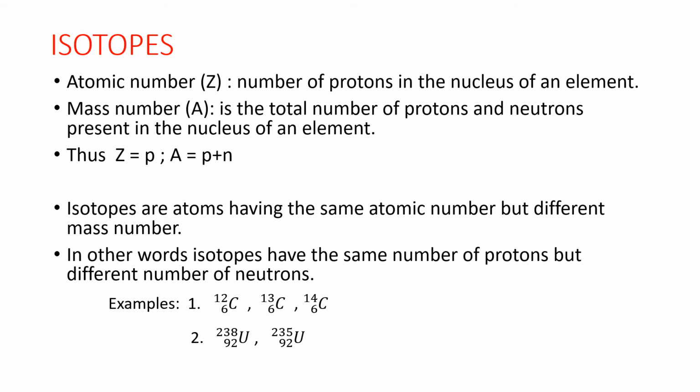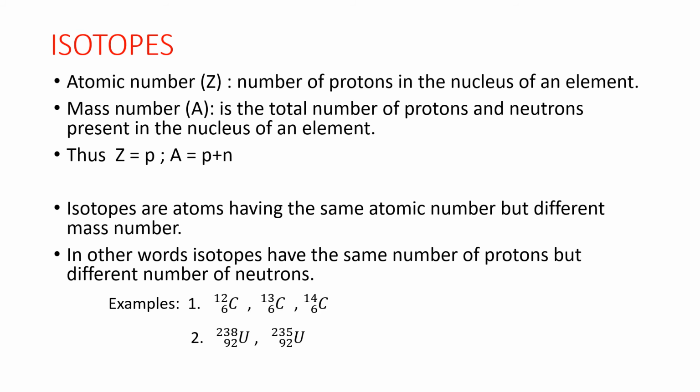Remember, mass number is a number. It is not the mass of the nucleus, but simply refers to the number of protons and the number of neutrons put together present in the nucleus of an element. So therefore Z is equal to P and atomic mass number A is equal to P plus N, which means that the number of neutrons can be given by A minus Z.